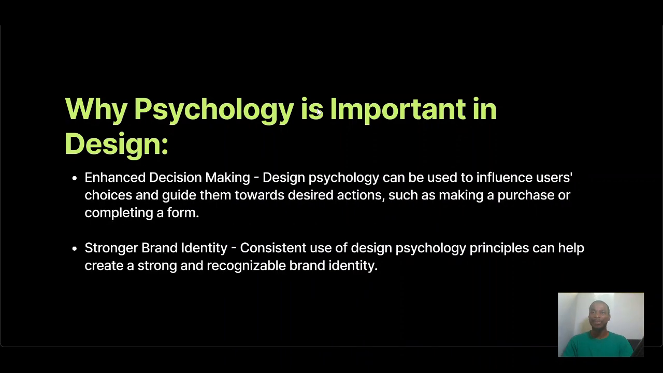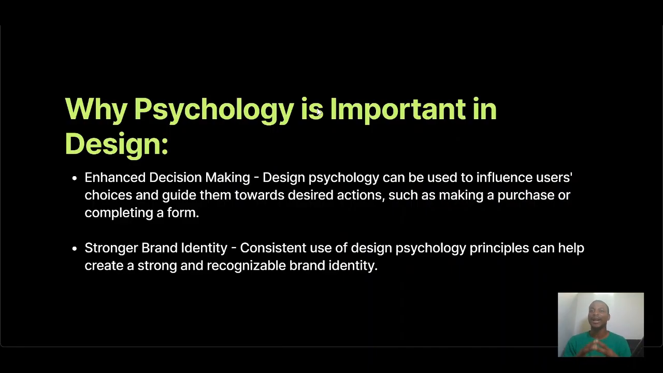Next, enhanced decision making. Psychology helps you to make decisions faster and seamlessly. Design psychology can be used to influence user choices, guide them towards desired actions such as making a purchase or completing a form. So when there is a sequence of instructions for a user to follow in order to achieve a particular result, it is way easier than just randomizing it. Having a structured process for your user to follow makes your design sleek, it makes your design meet its need, and it is key.